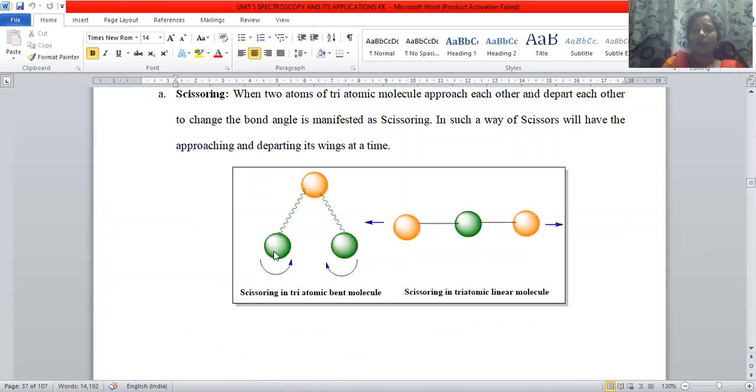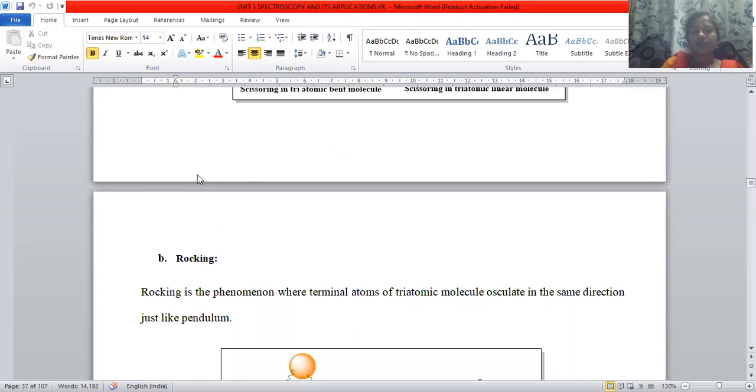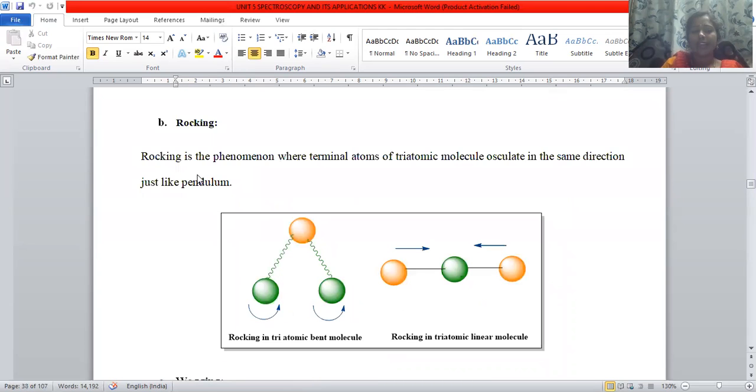Scissoring is nothing but whenever bonded atoms come together and go apart from each other in equal directions, just like scissors. How scissors come inside and outside, in the same way scissoring is carried out. Terminal atoms are getting inside and going outside, just like scissors. That is called the scissoring process. And second is about rocking.